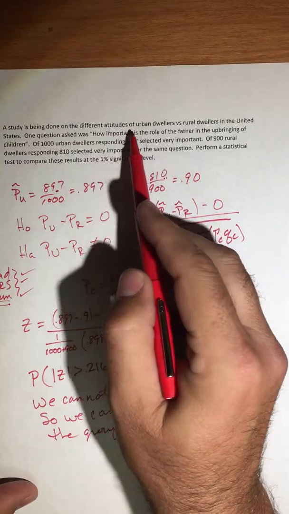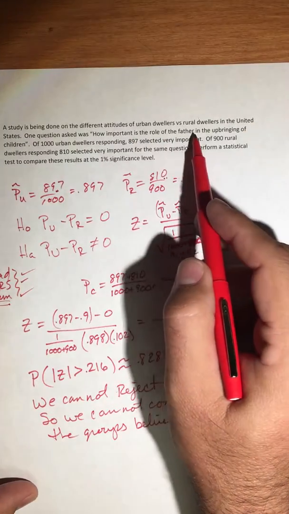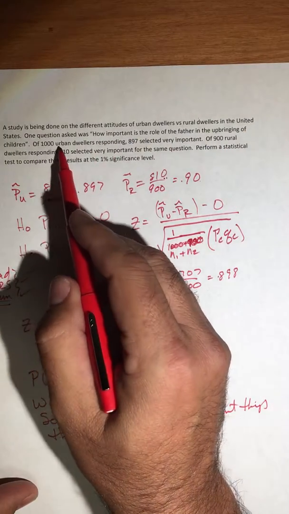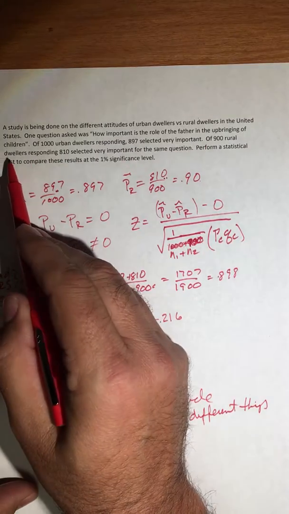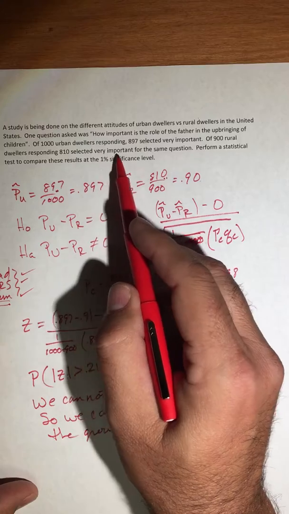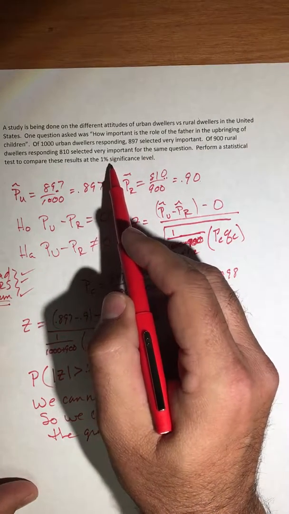A study is being done on different attitudes of urban dwellers versus rural dwellers in the United States. One question was asked: how important is the role of the father in the upbringing of the children? Of 1,000 urban dwellers, 897 selected very important. Of 900 rural dwellers, 810 selected very important. Perform a statistical test to compare these results at the 1% significance level.